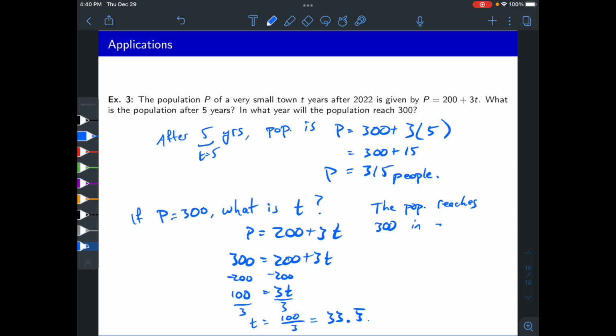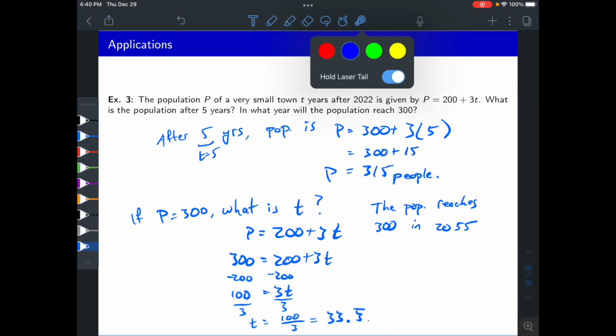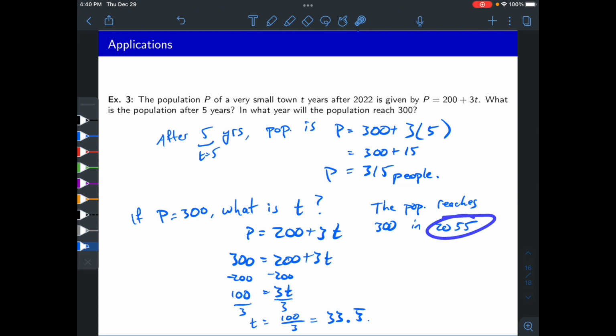in the year 20... So now I just have to add 33 to 22, which would be 55. So 2055. And you don't want to say 2055.3 repeating, because we don't count years like that. We would just say it happens a third of the way through this year, so it happens at some point during this year. Okay.